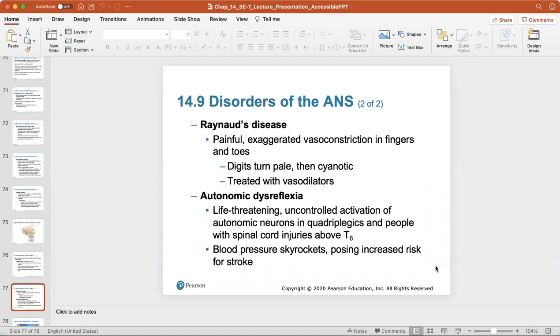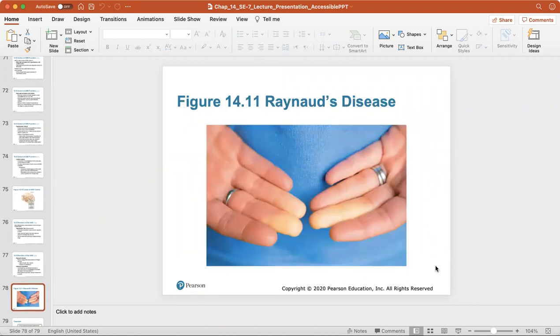Autonomic dysreflexia is a life-threatening, uncontrolled activation of the autonomic neurons in quadriplegics and people with spinal cord injuries below T6, where their blood pressure will skyrocket, posing an increased risk for stroke. And this is a look at Raynaud's disease, just kind of the decreased blood supply to the tips of your digits.